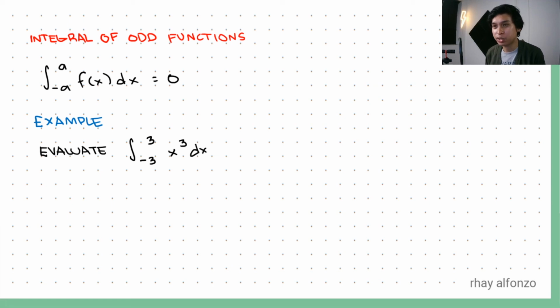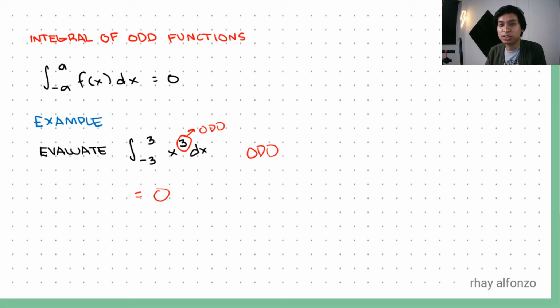So here we have x cubed. By inspecting the exponents of x, we have x raised to 3. So this one is odd, and there is no constant. Therefore, our function is odd. And then let's check if we have a symmetric interval. So we have negative 3 to 3, or from negative a to a. Therefore, this one is just equal to 0. So that's how easy it is to integrate an odd function with a symmetric interval. So you just end up with 0.